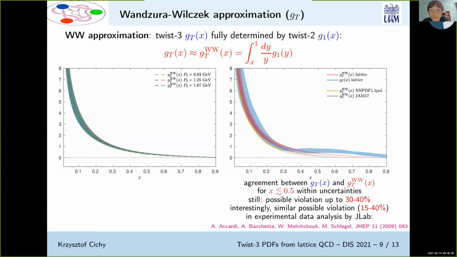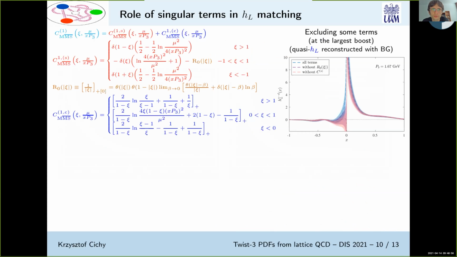And interestingly, a similar possible violation, quoted to be between 15 and 40%, depending on the x range, was found from experimental data in a paper already more than 10 years old by JLab. Okay, so now I move on to HL.